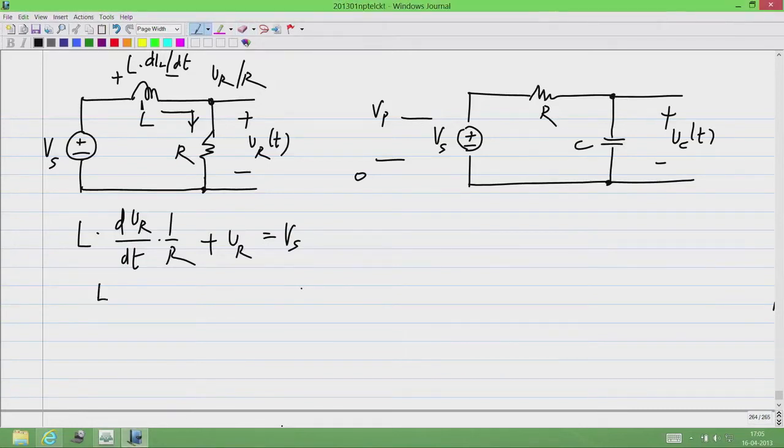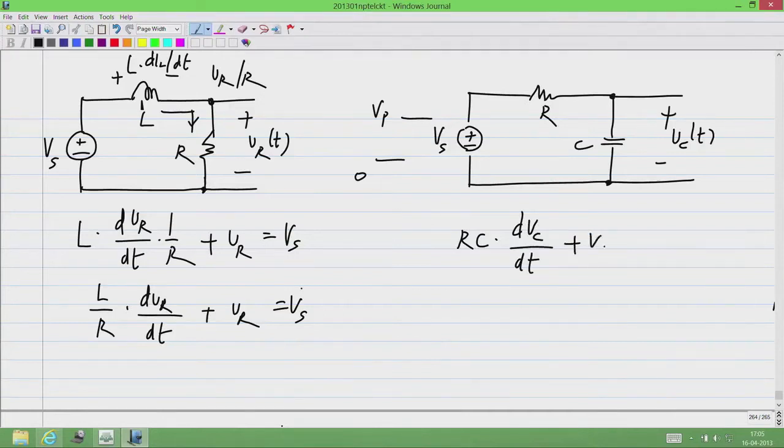So, L by R times dVR by dt plus VR equals Vs, and in this case I will not derive it again, but we had done it earlier. RC dVc by dt plus Vc equals Vs. Okay. So, now in the RC case this was the time constant, in the LR case this turns out to be the time constant. Okay.